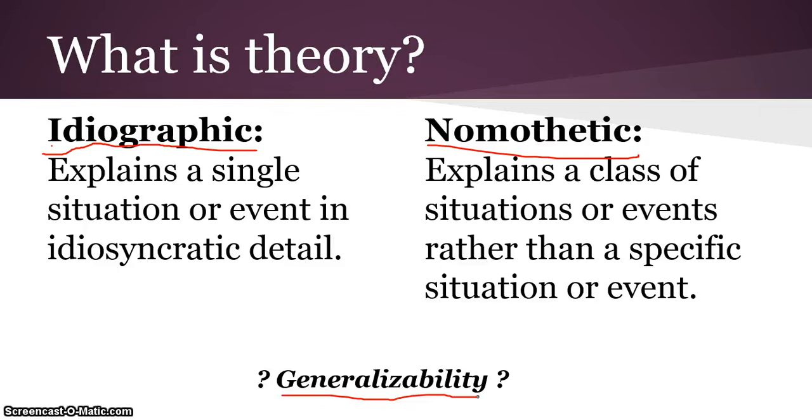In other words, I couldn't say that everybody in Bethlehem, Pennsylvania, where I'm sitting right now, has a cold because of the same conditions or as a result of the same combination of factors. That would not be something I could get from ideographic theory. A nomothetic theory, however, explains a class of situations or events rather than a specific situation or event. This means that it's going to be looking at what are the conditions in the broader context, if we're going to stick to the cold thing, that would cause multiple people in the Bethlehem, Pennsylvania area to have a cold during this time of the year.